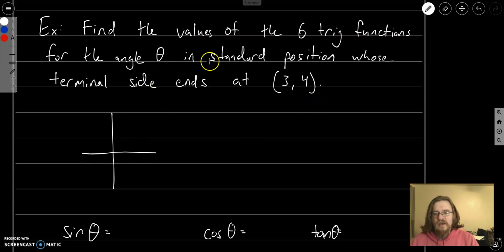We'll have our plane, and we want this in standard position. So the initial edge is going to be coming straight across, and the terminal side is going to end at (3, 4). So we come 1, 2, 3 over, and 1, 2, 3, 4 up, maybe that's not really to scale, but oh well. And this is the point (3, 4). We can draw a line going right up to it. And the angle that we're looking at is going to start at the x-axis and come up to this line. So this is our angle theta. So we want to know, what is the sine of this angle, the cosine of this angle.